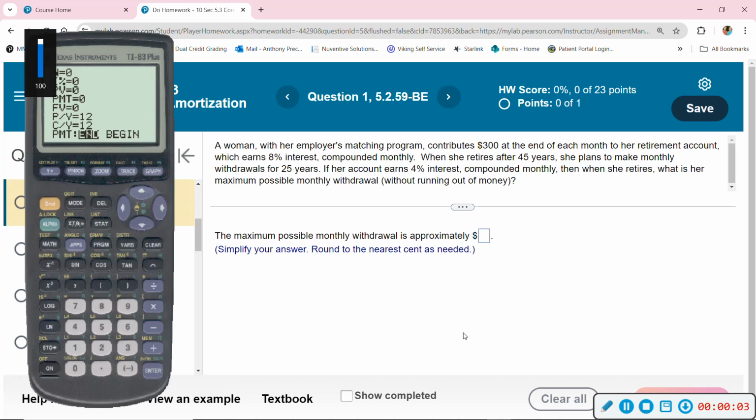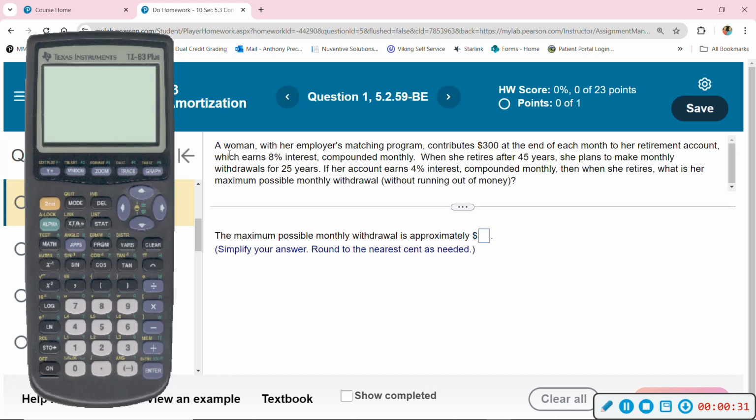Hello, this is Mr. Precella, and I wanted to do some financial math problems using a TI calculator. The one I have is a TI-83 Plus. Most of y'all probably have an 84 or Inspire, but it works similar to this. And this is a really interesting problem. And you're going to notice I'm going to be able to do it all with just this calculator.